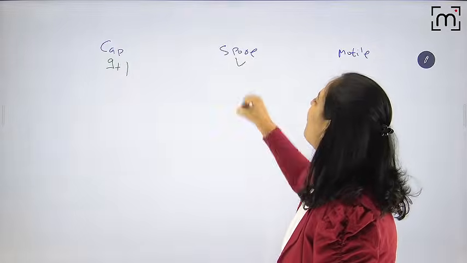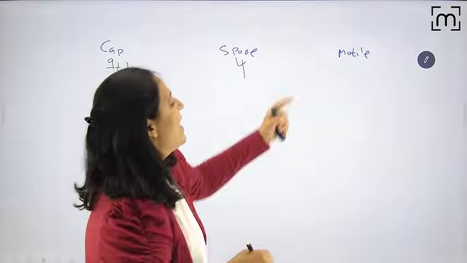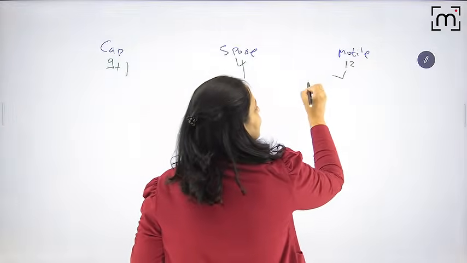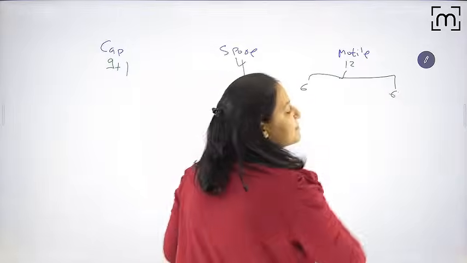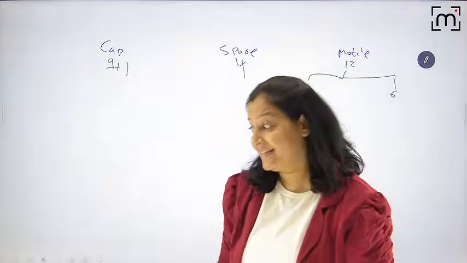Here spore forming are 4. 4 bacteria form the spore. And motile bacteria are 12. 6 plus 6. 6 by polar, 6 by peritrichous. Now say the list. Say the list fast.